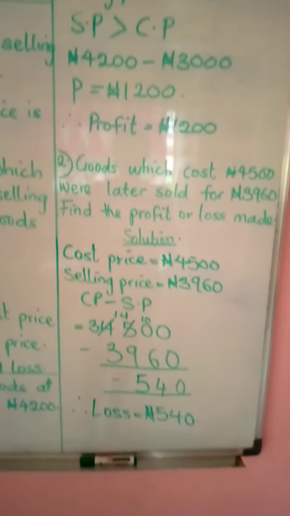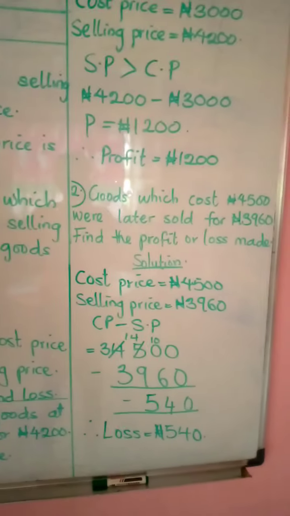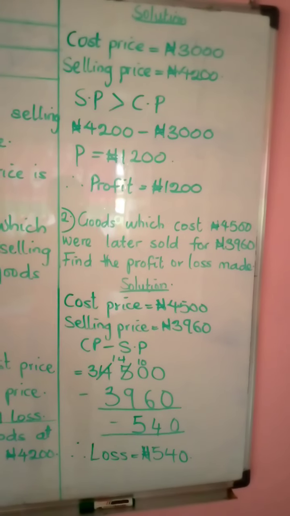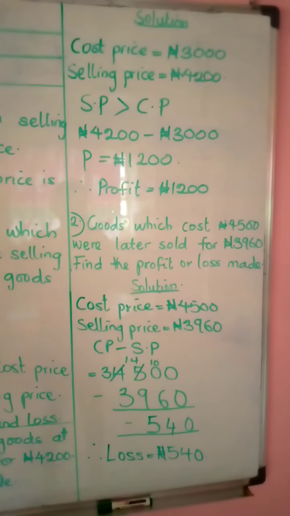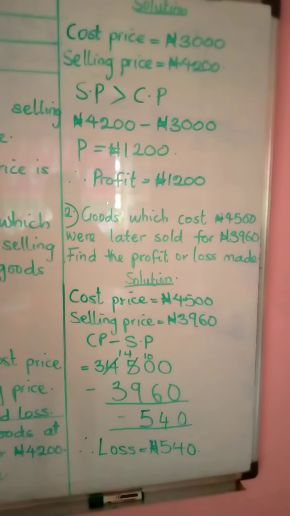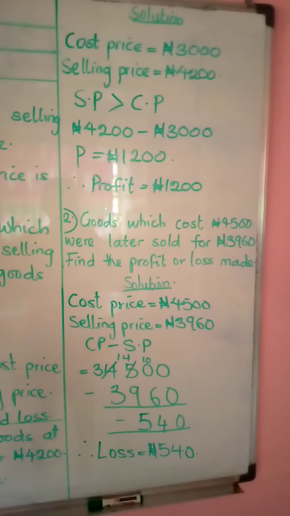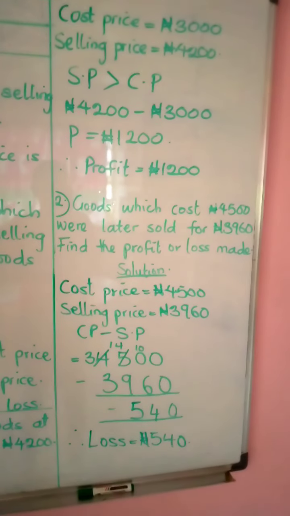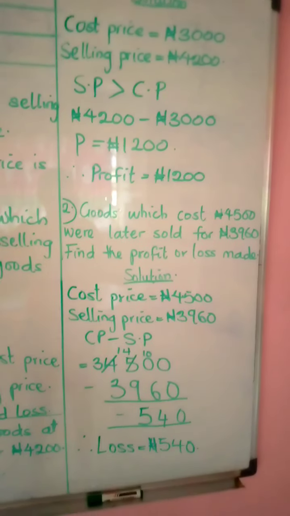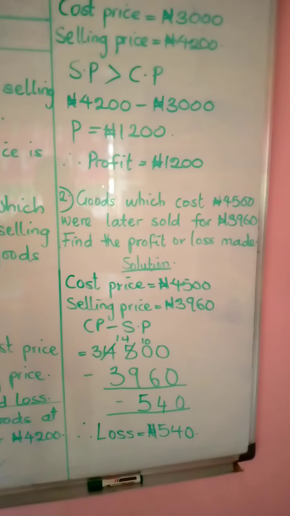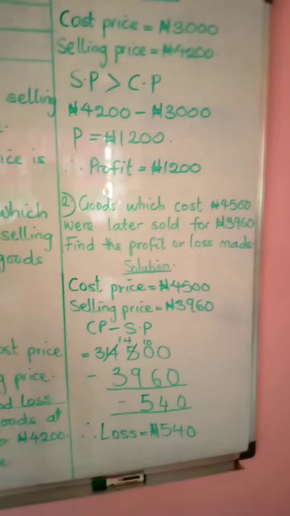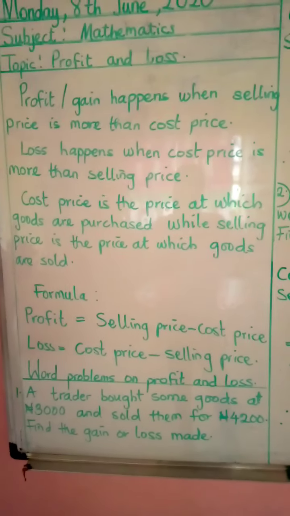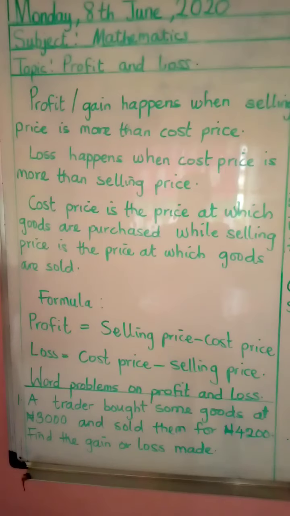Now let's do a recap on our lesson for today. Profit happens when your selling price is more than your cost price. And loss happens when your cost price is more than your selling price. Remember, the price at which you bought your goods is what we call cost price. And the amount at which you sold your goods is called selling price. Remember, your formula for profit is selling price minus cost price. And the formula for loss is cost price minus selling price.